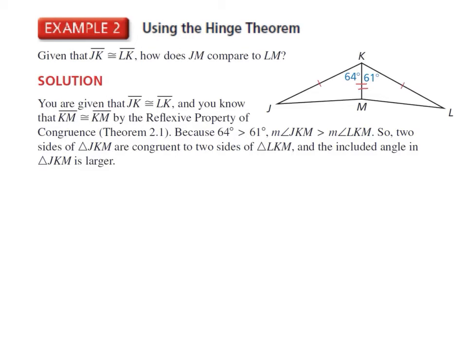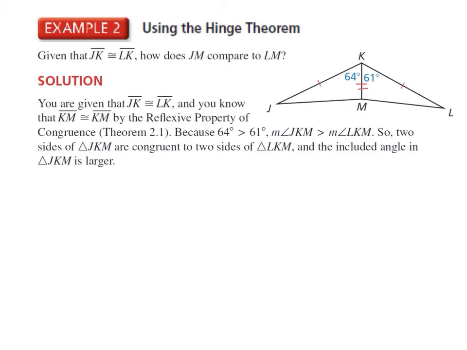You're given that JK is congruent to LK, and you know that KM is congruent to KM by the reflexive property, as I just mentioned. So because 64 degrees is greater than 61 degrees, we can conclude that the measure of angle JKM is greater than the measure of angle LKM. We have our larger angle here, smaller angle here.